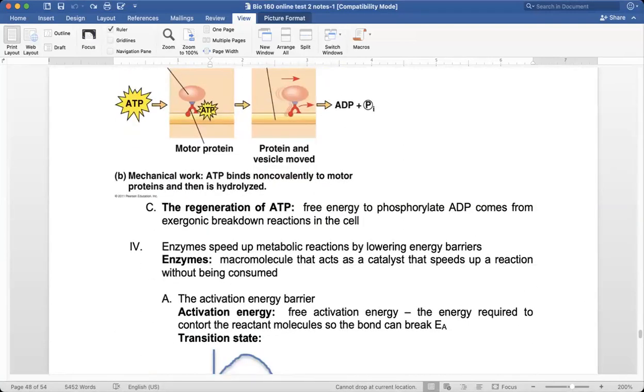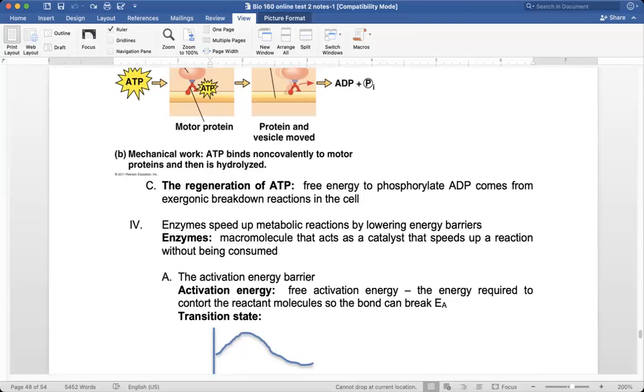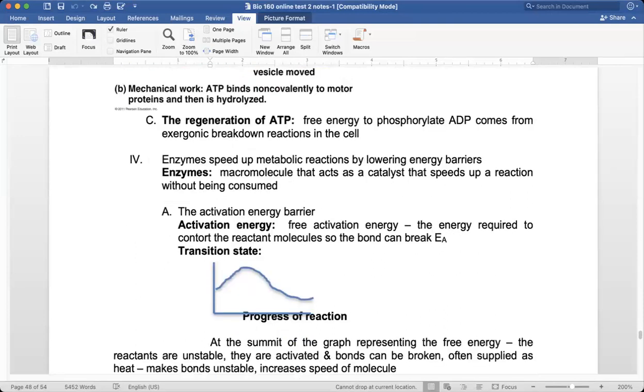So we will be looking at those reactions that you use to regenerate that ATP. So we have all these reactions going on. We need to have a way of controlling them. And that's where enzymes come in. They're going to act as a catalyst that will speed up the reaction, but enzymes are not confused or consumed.